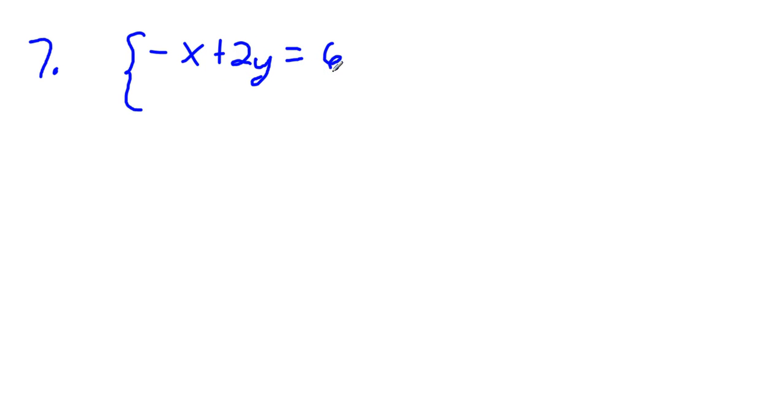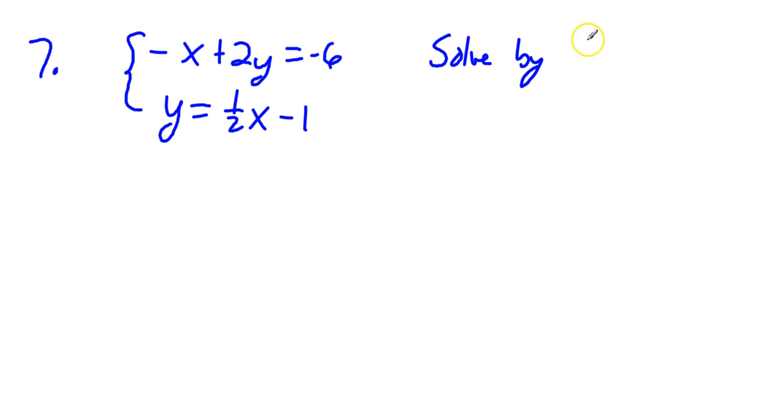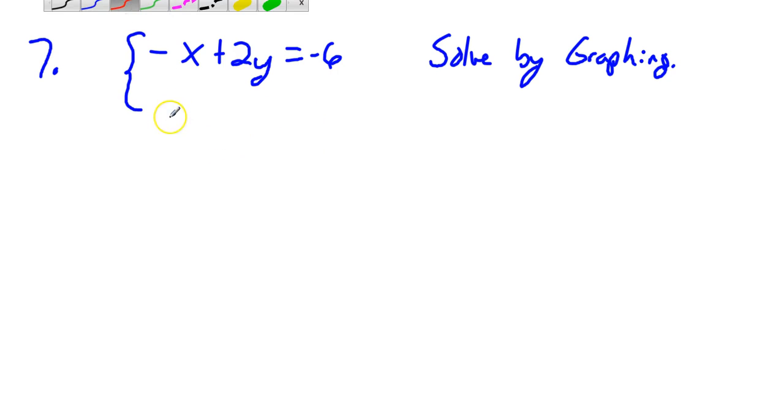All right, number 7. We've got -x plus 2y equals -6, and then y equals 1/2 x minus 1. And this is the part where now they're going to ask you to solve by graphing. Oh, let me change colors on these. Let me change this one to red. Because the reds and the blues have got to get along, right?